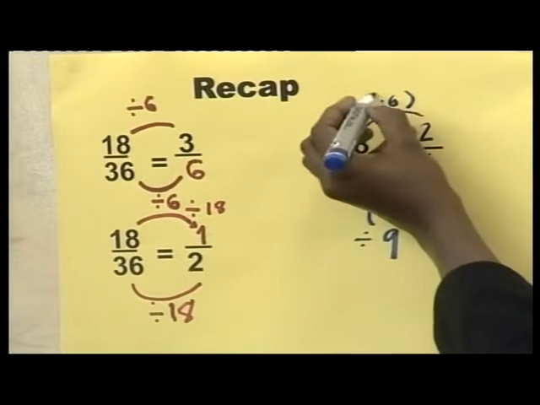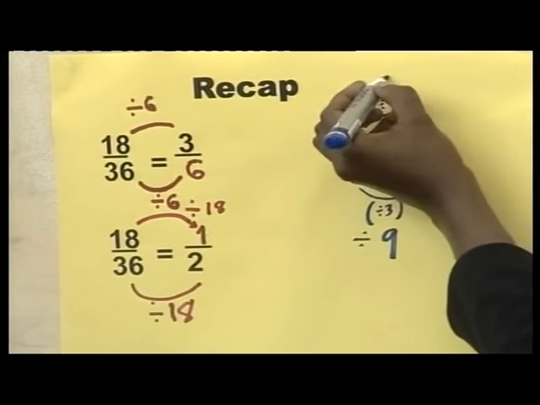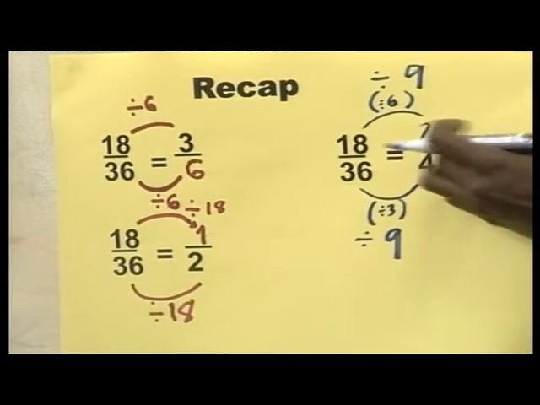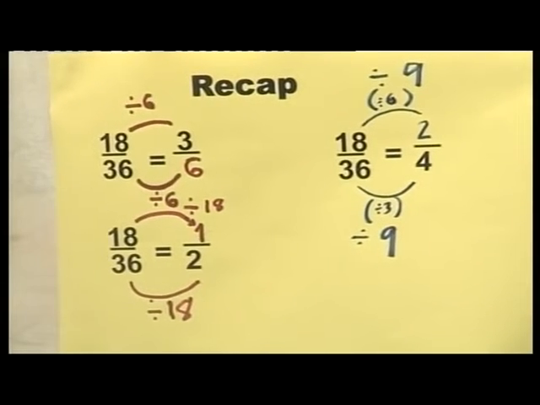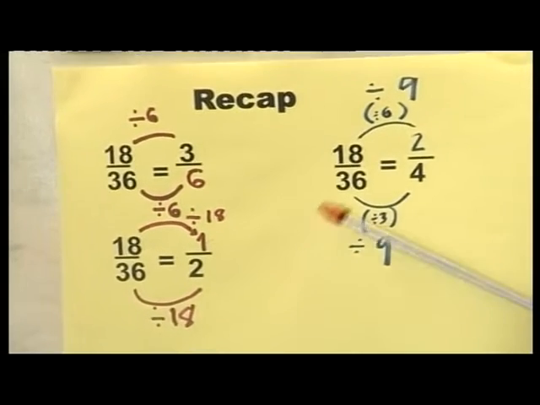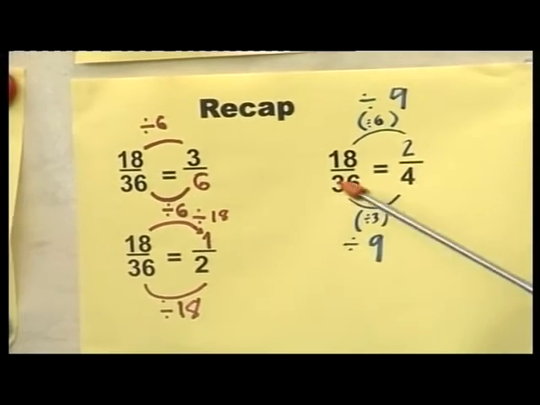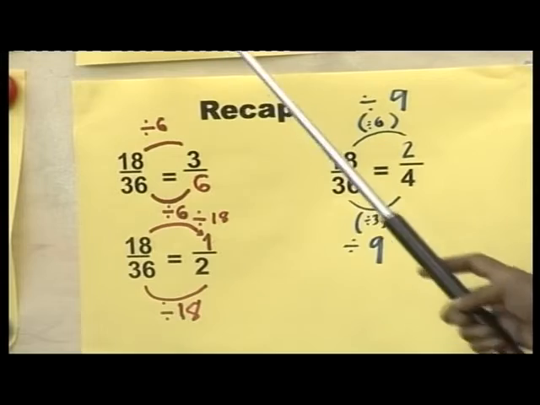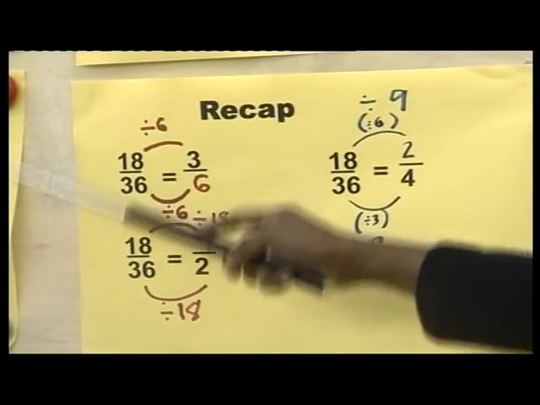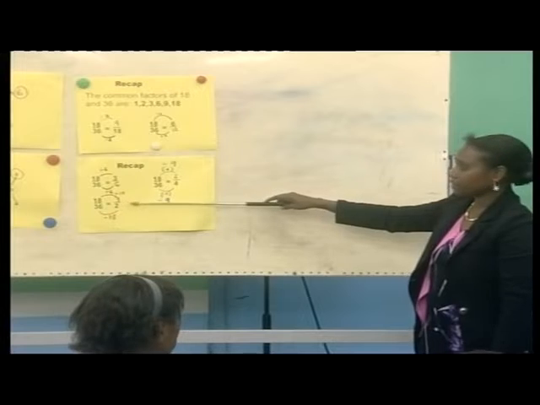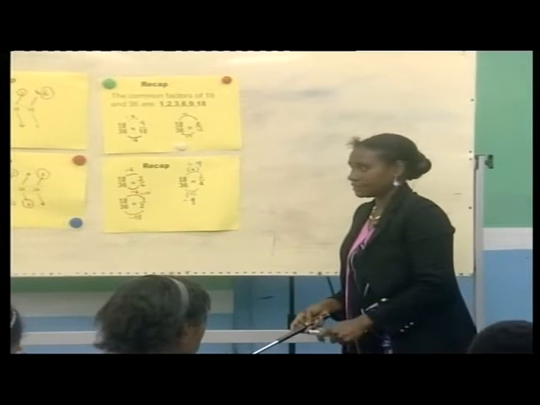So the same common factor should be used at the top also. Divide by 9. And the answer is correct also. It's only the factors that they have used. So 18 divided by 9 is 2. 36 divided by 9 is 4. So these are the expected answers that you should have written in your book, your factor pillar and also your equivalent fractions to 18 over 36.